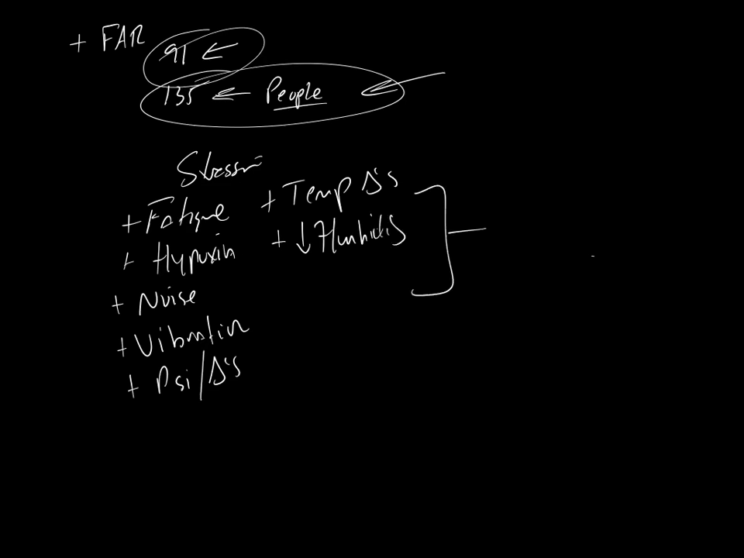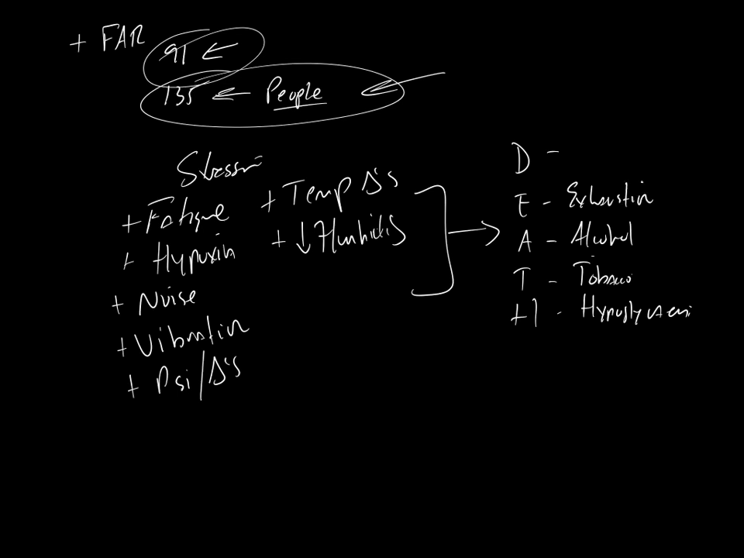And then there are factors that can modify those, and these are the DEATH factors. So what are the factors that compound the stressors of flight? So D is drugs, yep, so T is tobacco, A is alcohol, good. H is hypoglycemia, good. E is exhaustion. Good. All right. Cool.